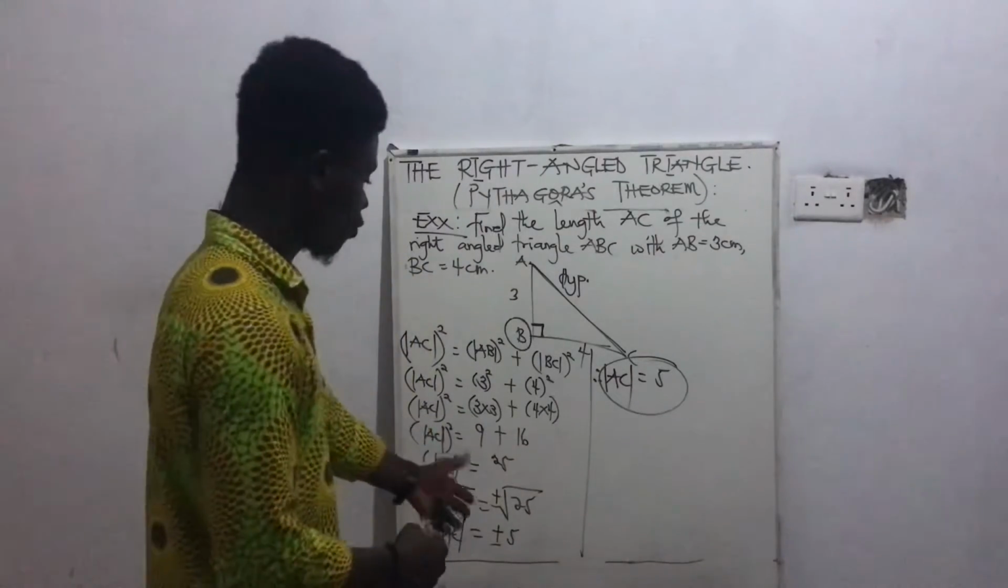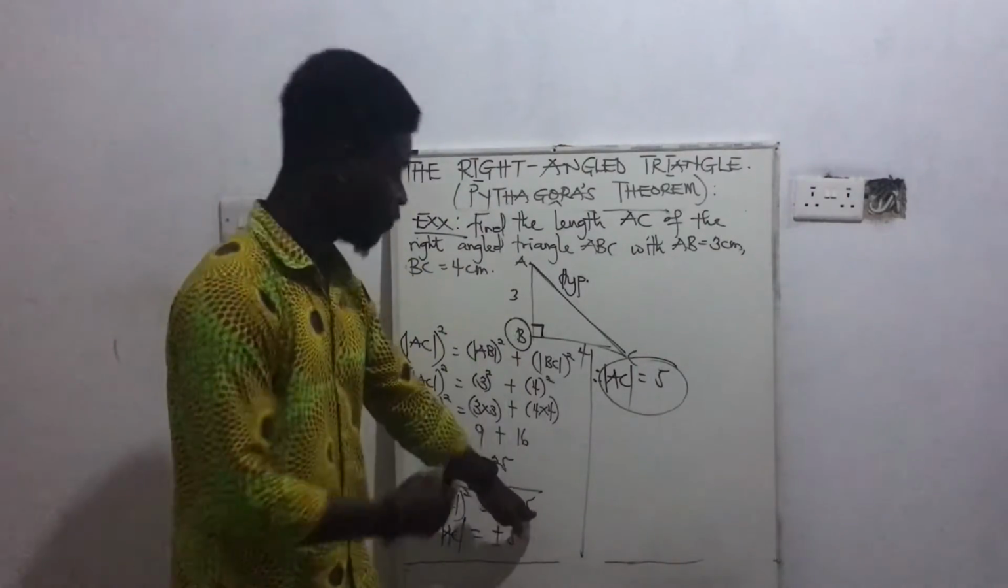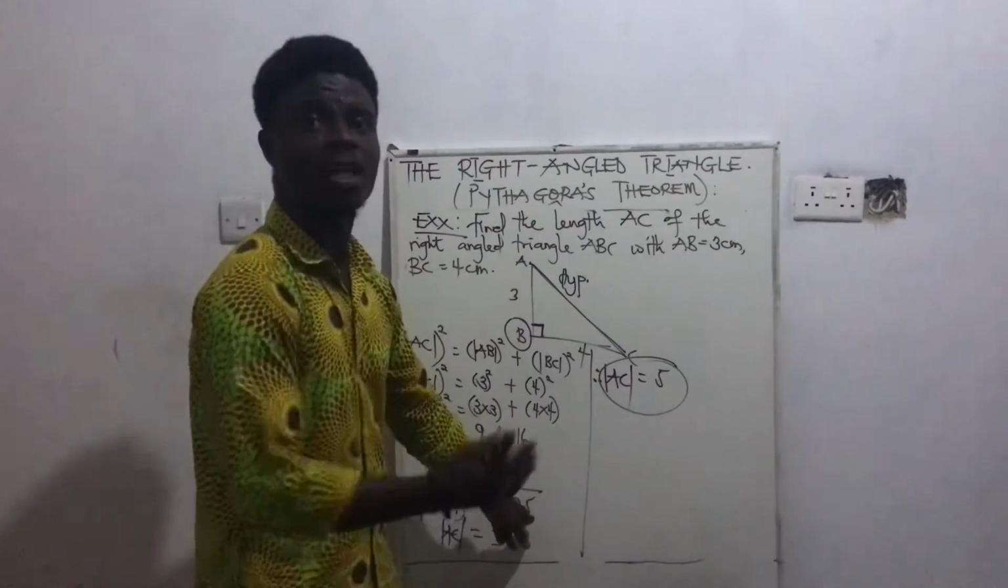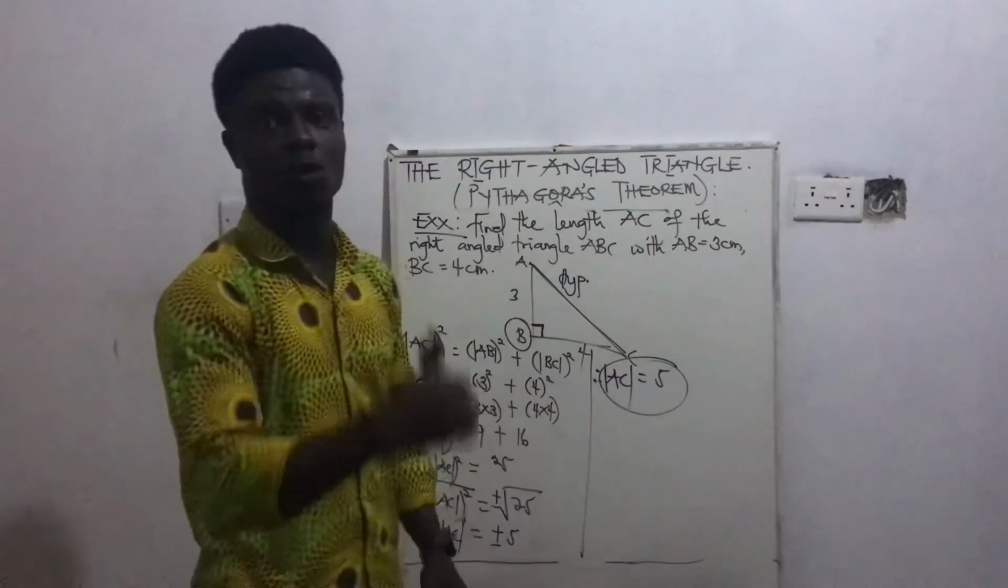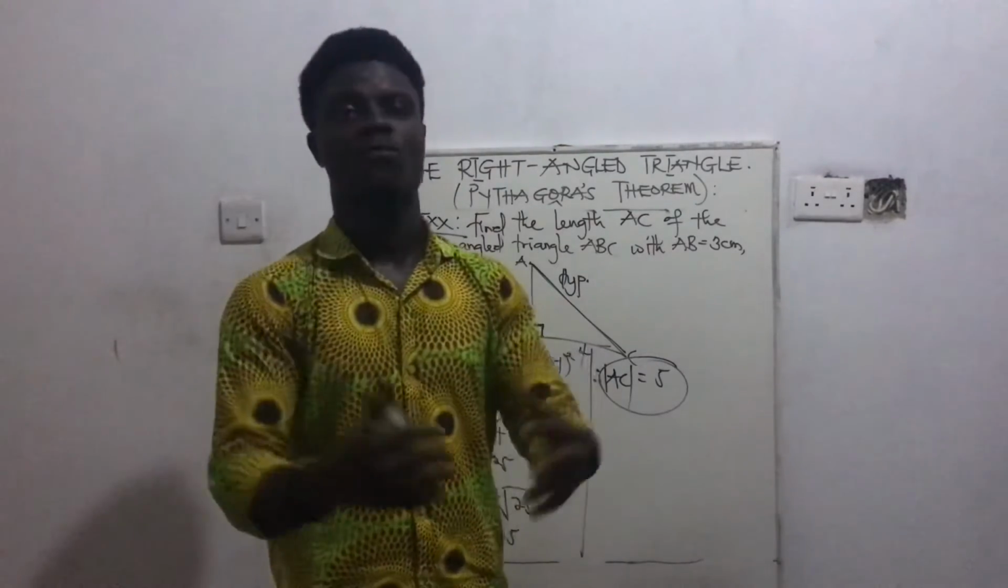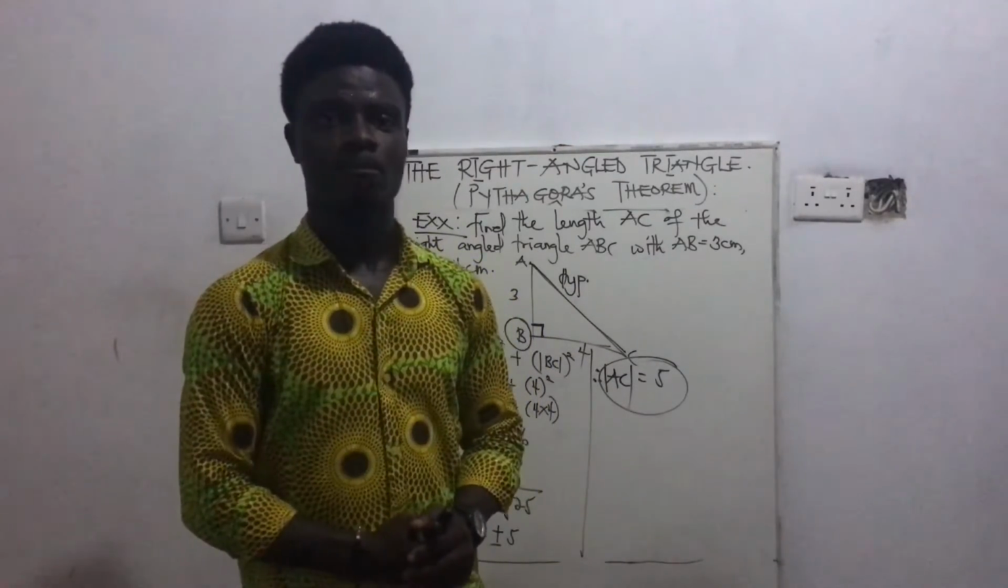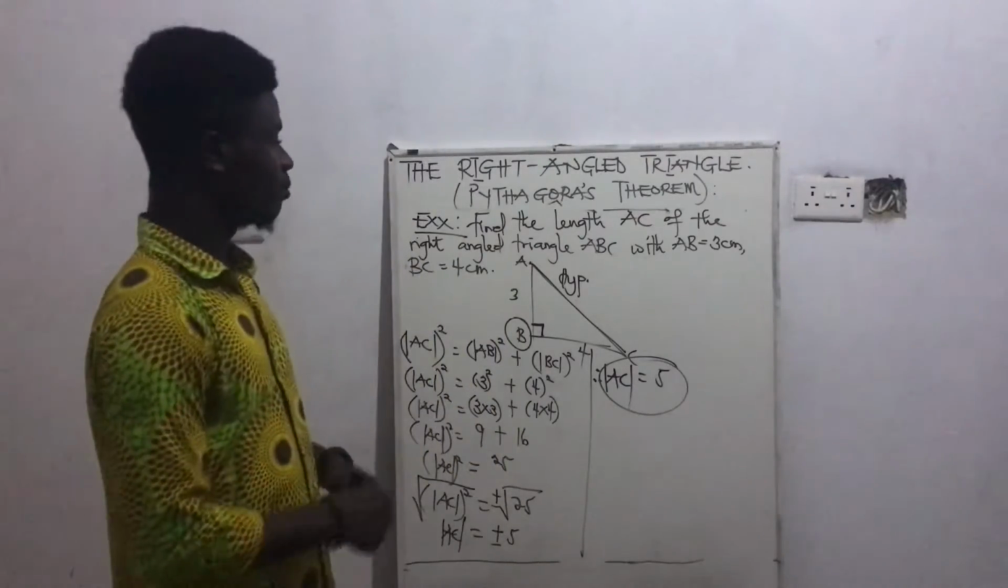So you can get to the square root of 25. We all know that 25 is a perfect square. So the square root of 25 is 5, because 5 times 5 gives 25. All right, so now, please take note.